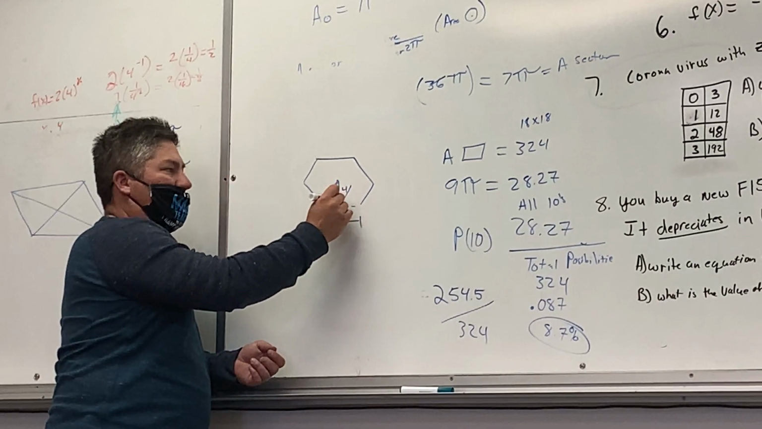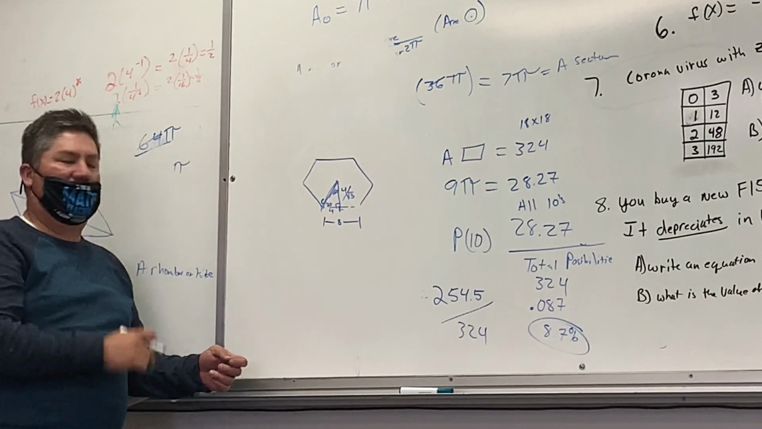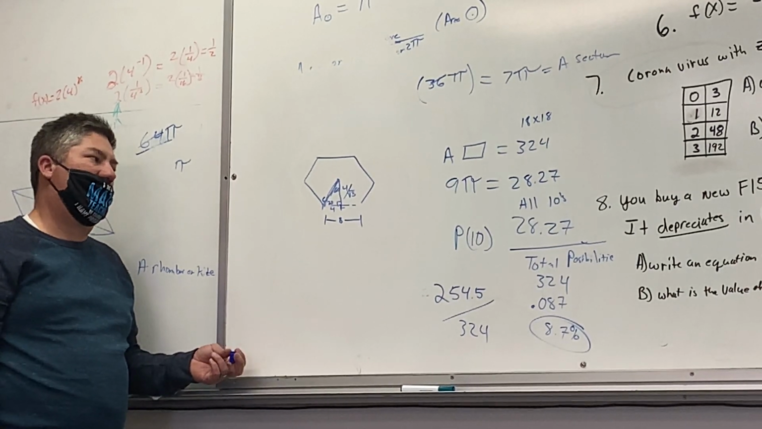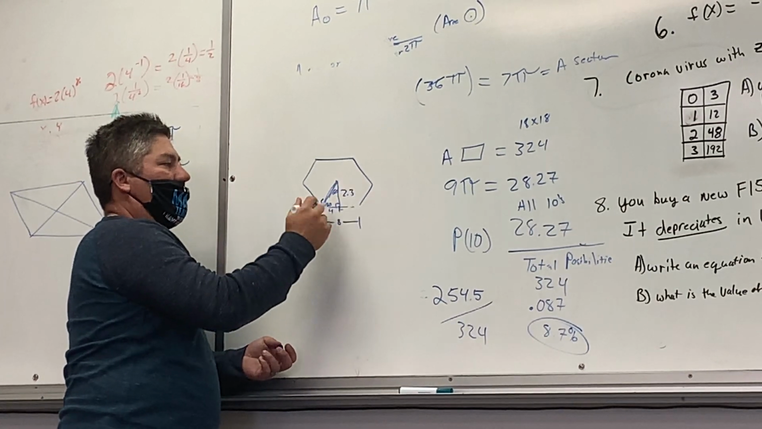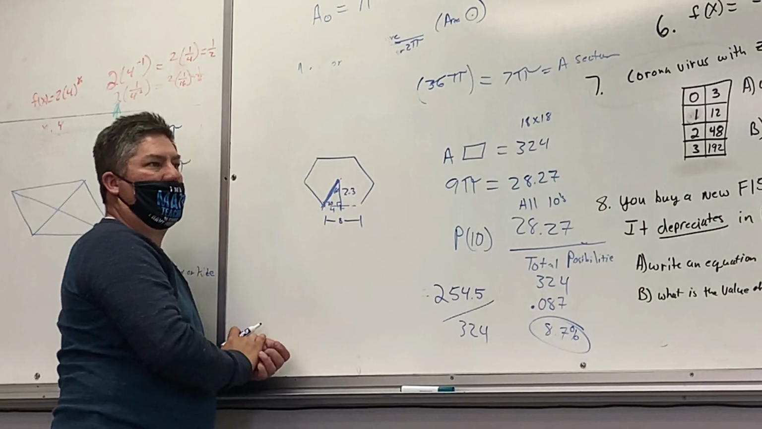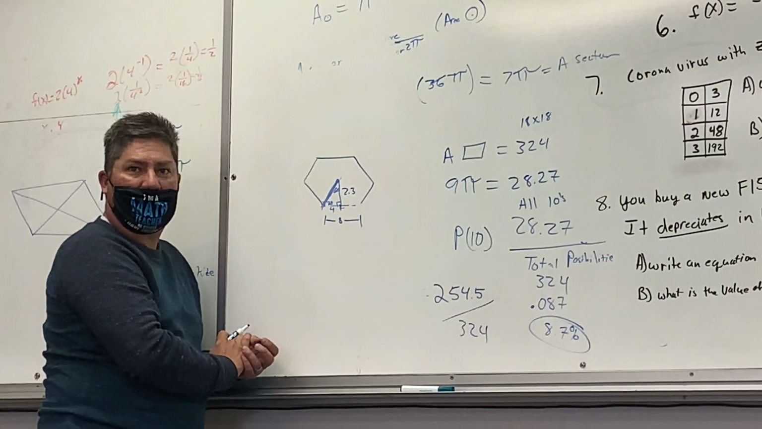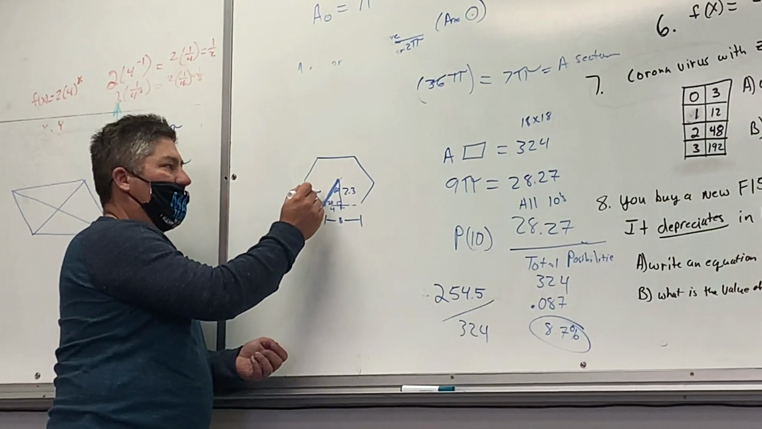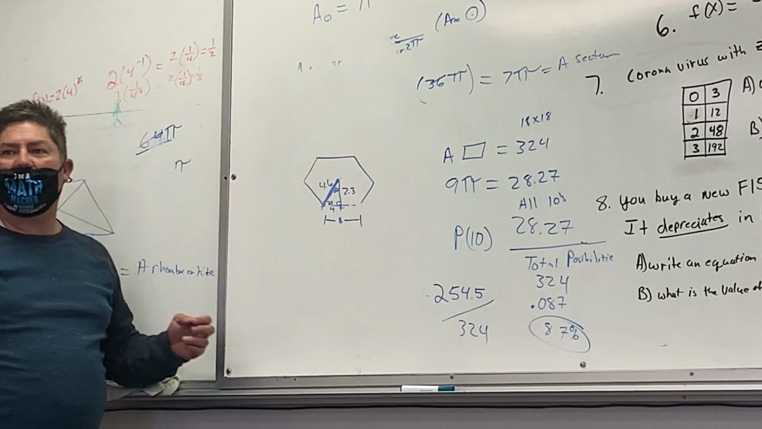Yes, 4 divided by the square root of what? 3. I don't know what that is. Somebody do it on your calculator. 4 divided by the square root of 3. 2.3. This is 2.3. And then what is this length right here? 2.3 what? Double. Agreed? What's 2.3 double? 4.6. Everybody agree? Okay.